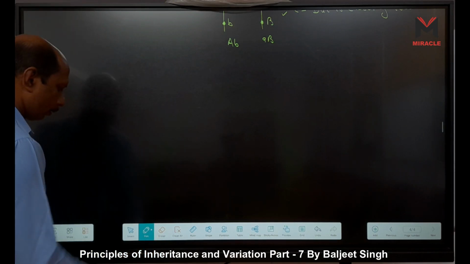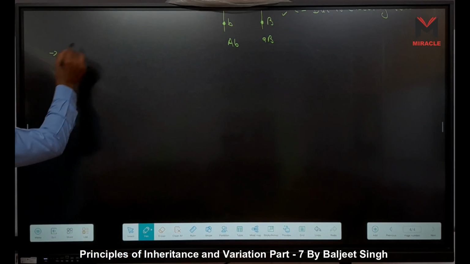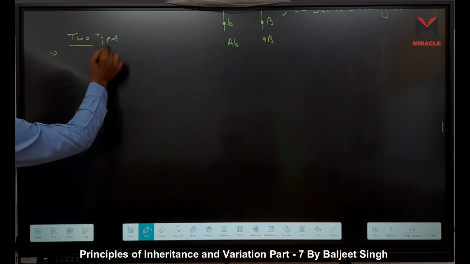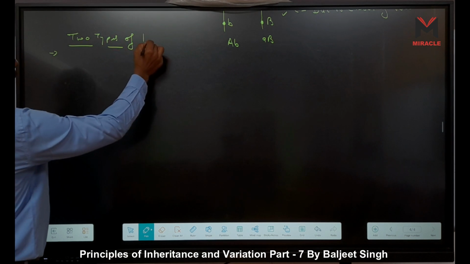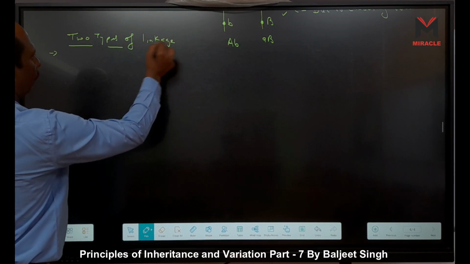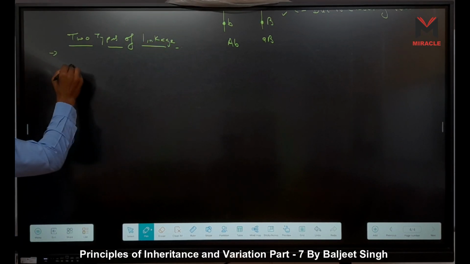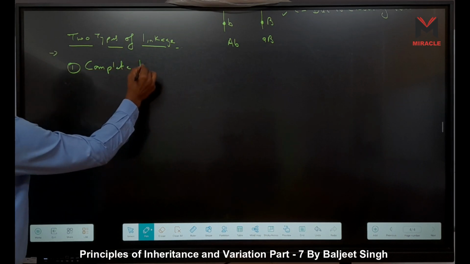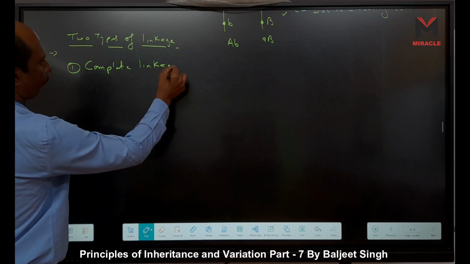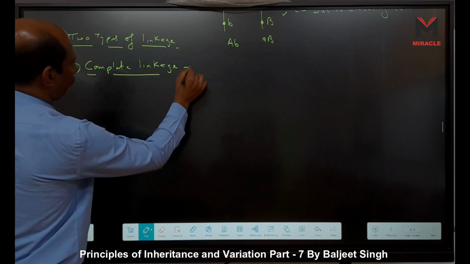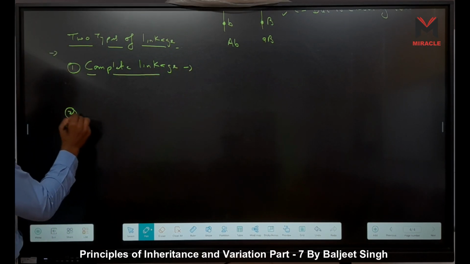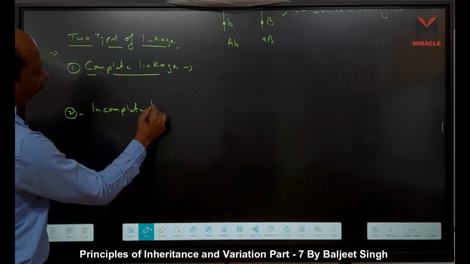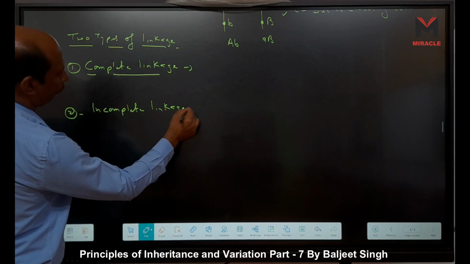There are two types of linkage. Two types is what? First one is complete linkage and second one is called incomplete linkage.